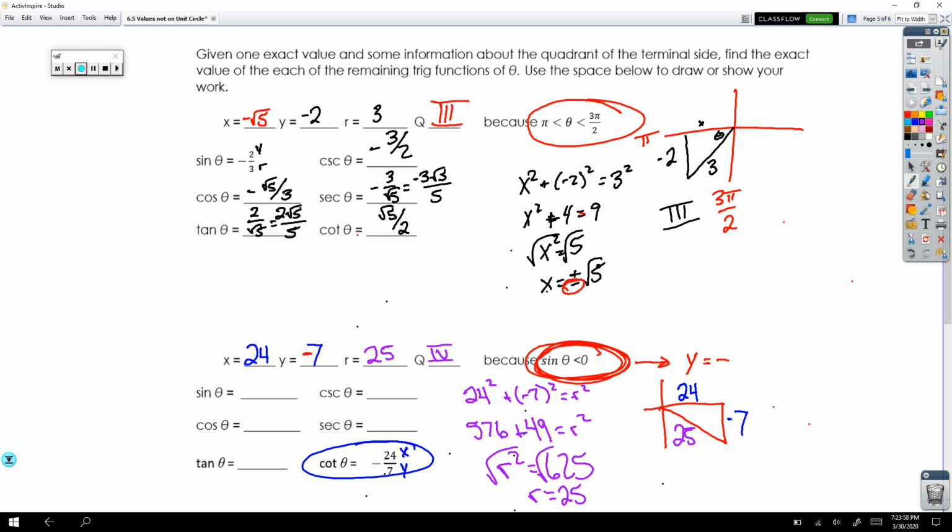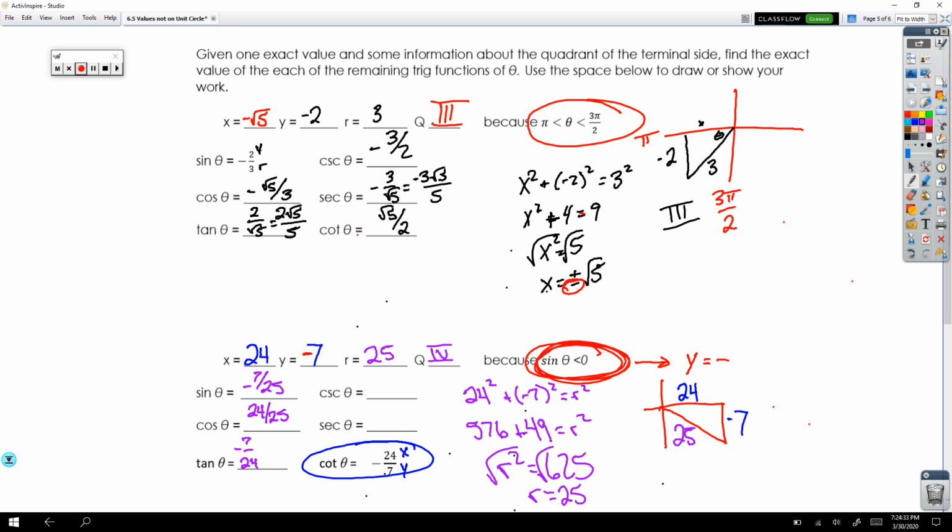Again, this is quadrant 4. Alright, so luckily I don't have any radicals to deal with here. So these are nice and easy. Sine, y over r. So negative 7/25 doesn't simplify. So move on to cosine, x over r. 24/25 doesn't simplify. Tangent, we have y over x. So negative 7/24. Again, doesn't simplify. Cotangent's already done for me.